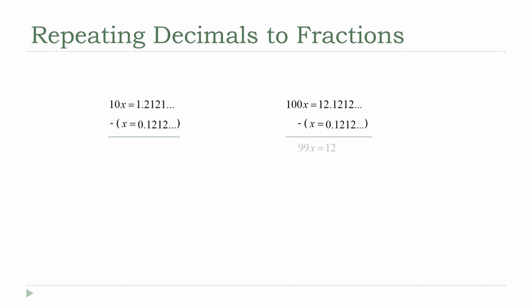100x minus x, that's 99x. 12 minus 0 is 12, and then it's 0.12s, if you will, all the way down. Everything cancels out. We divide both sides by 99. We get 12/99. To reduce that fraction, you get 4/33. There's our final answer.